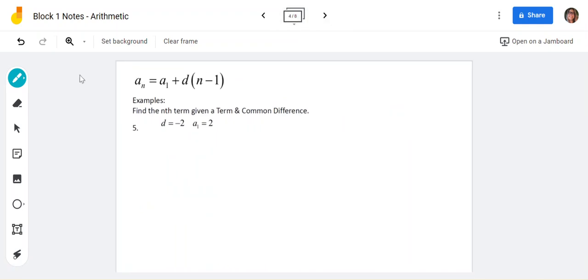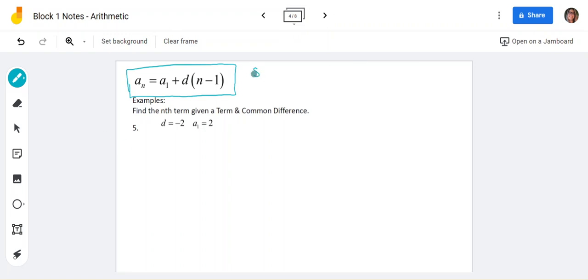All right, so a sub n equals a sub 1 plus d times n minus 1. This is our sort of standard form formula to write a rule for our arithmetic sequences.